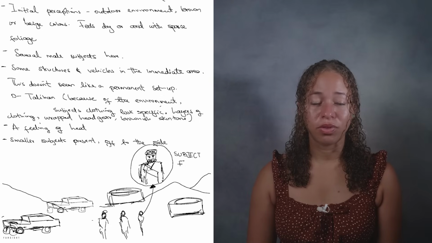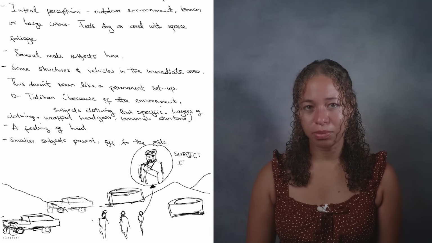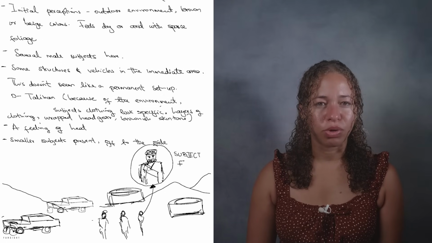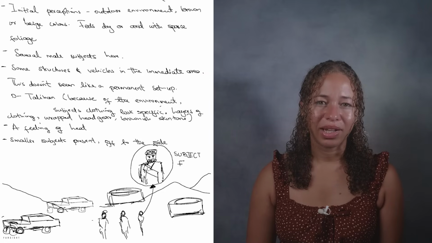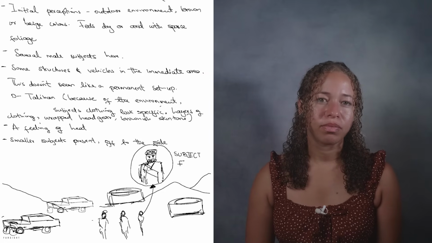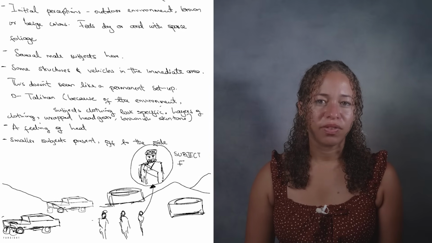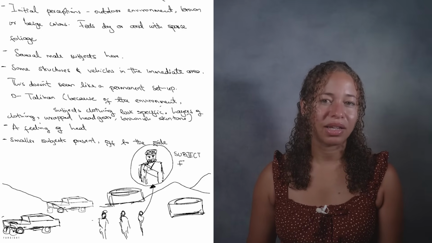Alright, so now I'm going to focus in on focus 1. So here my initial perceptions are of an outdoor environment. I'm seeing beige or brown colors. This environment feels dry with sparse foliage, almost like a little bit of a deserty feel to it. I'm getting that there are several male subjects here, some structures and vehicles in the immediate area, and it doesn't feel like a permanent setup.